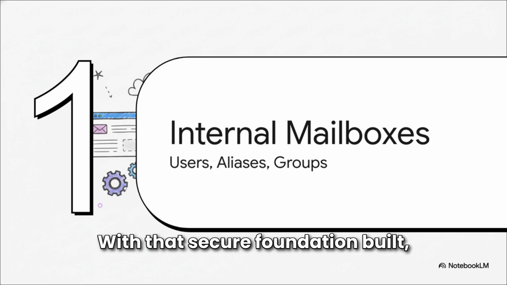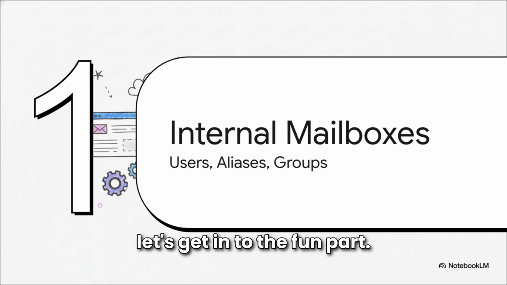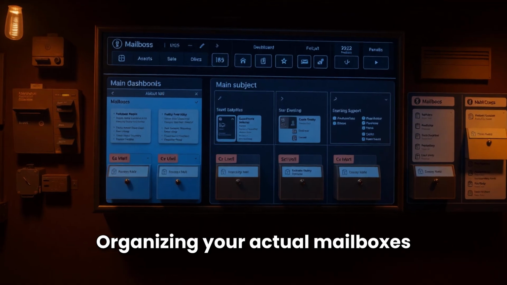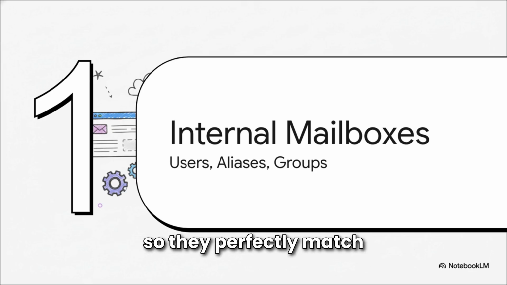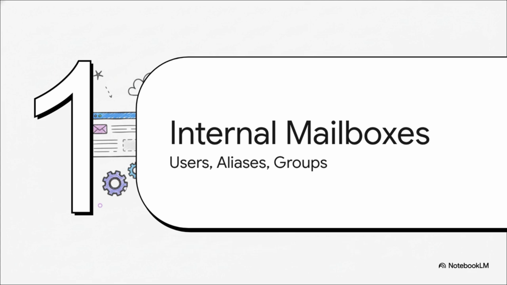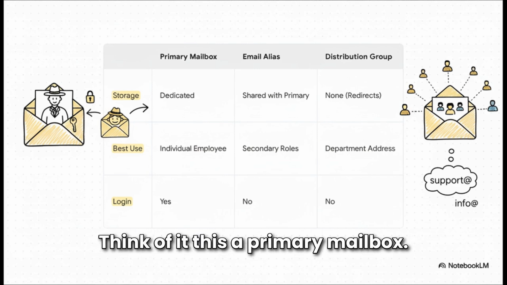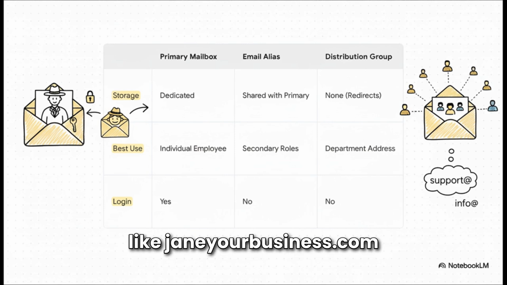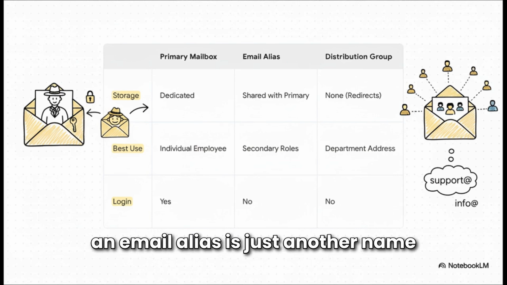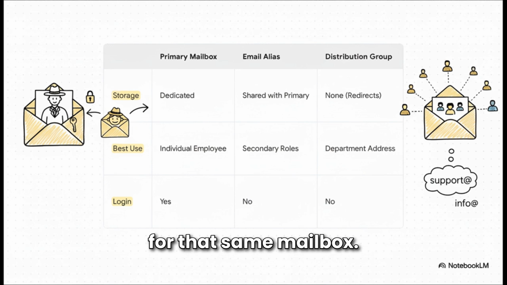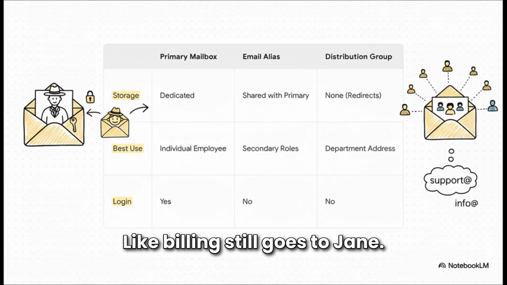Okay, the heavy technical lifting is officially done. Phew! With that secure foundation built, let's get into the fun part. Organizing your actual mailboxes so they perfectly match the way your business runs. This table breaks it down perfectly. Think of it this way. A primary mailbox, that's for a person, like Jane@yourbusiness.com. An email alias is just another name for that same mailbox, like billing@, that still goes to Jane.